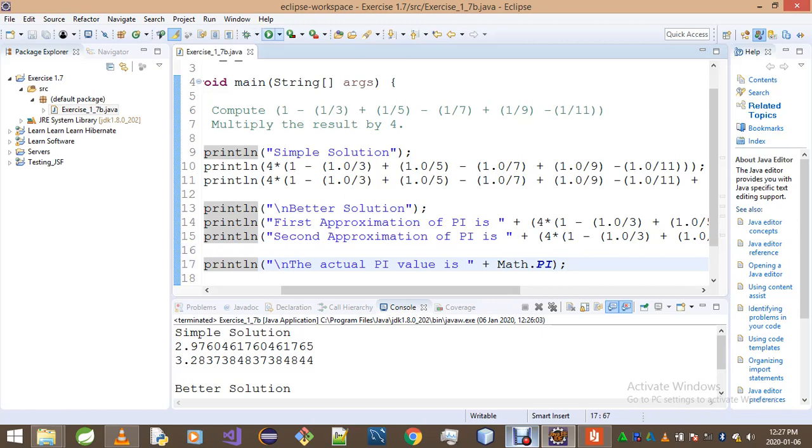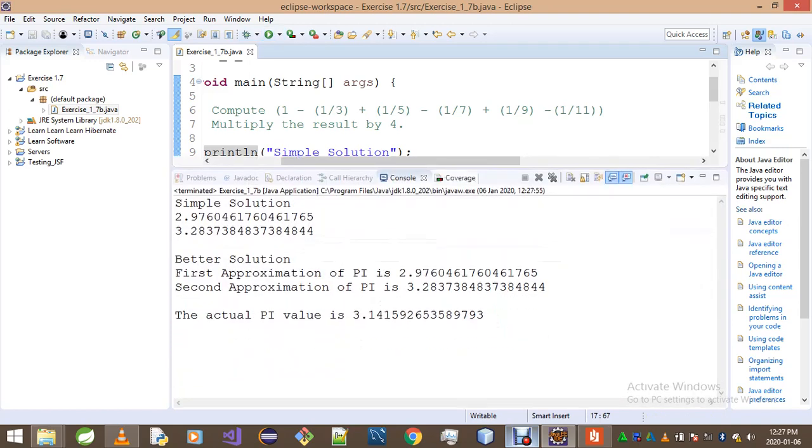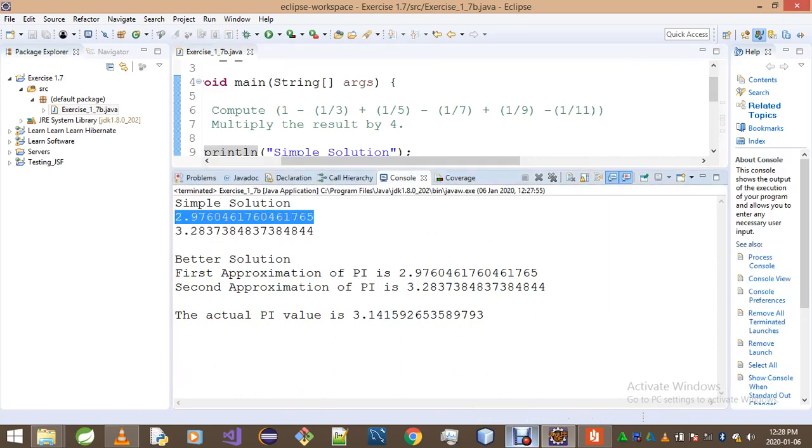So let's see what we have now. Again, you see this number here is not closer to the true value of pi compared to this number here. So as I just mentioned, the more you add those fractions following that pattern, the more you're going to be approaching this number here. Okay, that was pretty much it.